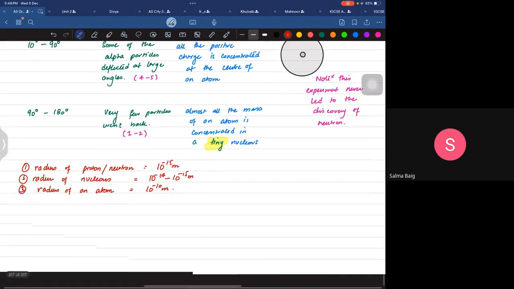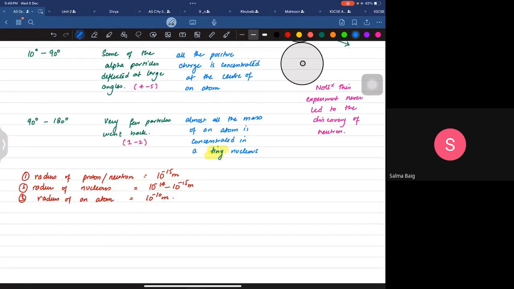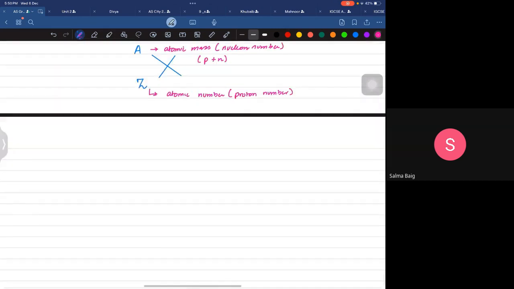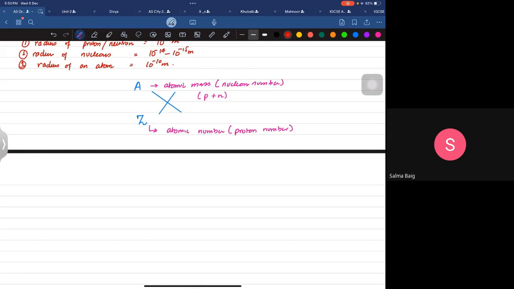If you have never taken chemistry, don't worry. You need to remember that in the periodic table there are many elements. You have a value A here and a value Z here. This A is called the atomic mass, which is also known as the nucleon number. Nucleon number refers to protons plus neutrons, whereas Z is the atomic number, which is also called the proton number. It means only the number of protons in a nucleus. A very popular element is carbon 12.